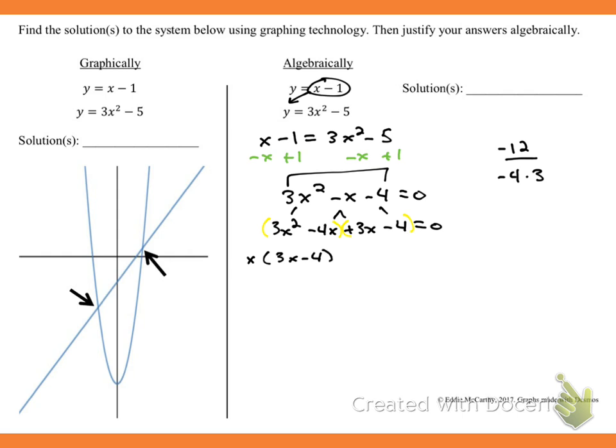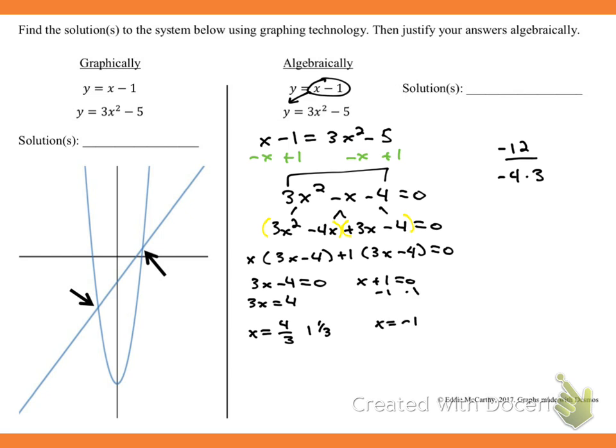What would be the GCF of my second group? 1. So my two factors are 3x minus 4 and x plus 1. So we're going to have some fun with fractions here. 3x minus 4 means x equals 4/3, or 1 1/3. And then x also equals -1.